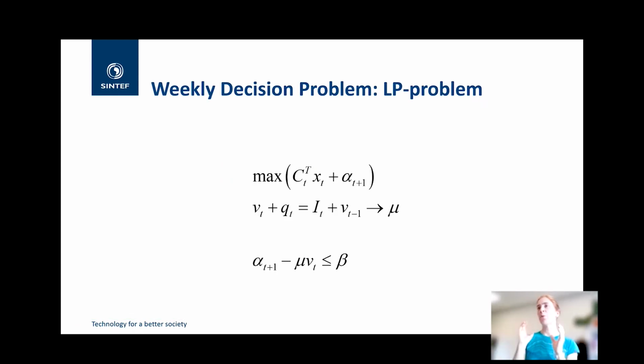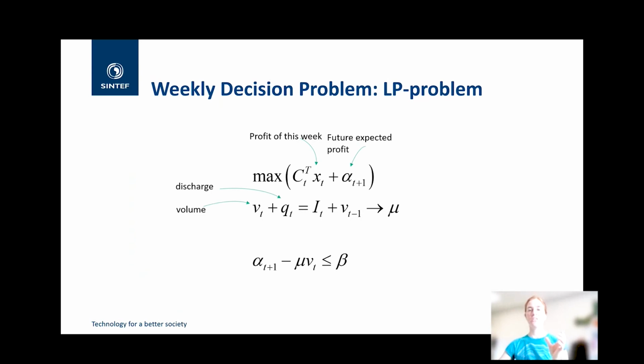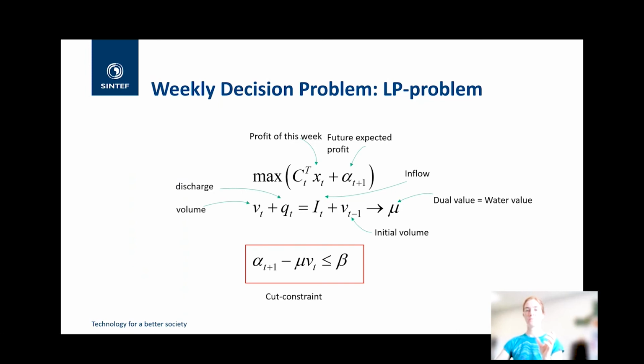Now let's look at each weekly decision problem, which is an LP problem. Here we want to maximize the profit of this week plus the future expected profit with respect to a set of constraints. Among others, we're talking about the hydro balance, which is the volume at the end of the week plus the discharge, which should equal the volume at the beginning of the week plus the inflow. From this constraint, we get a dual value, which is the water value or the slope of the cut constraint. This is the interface between PRODRISC and SINTEF Energy's short-term model.